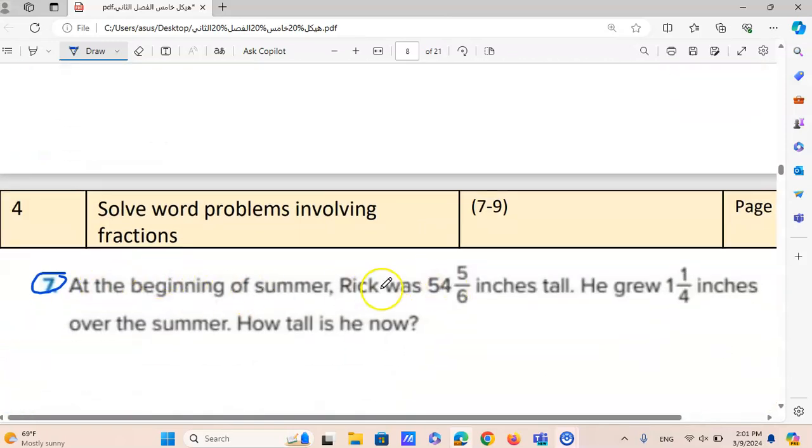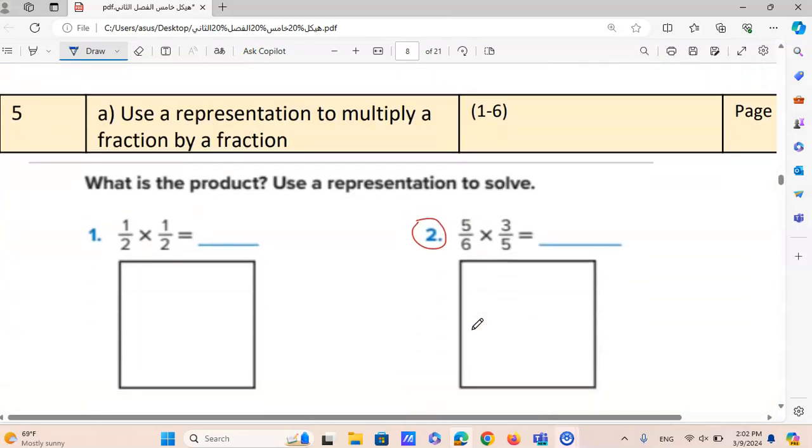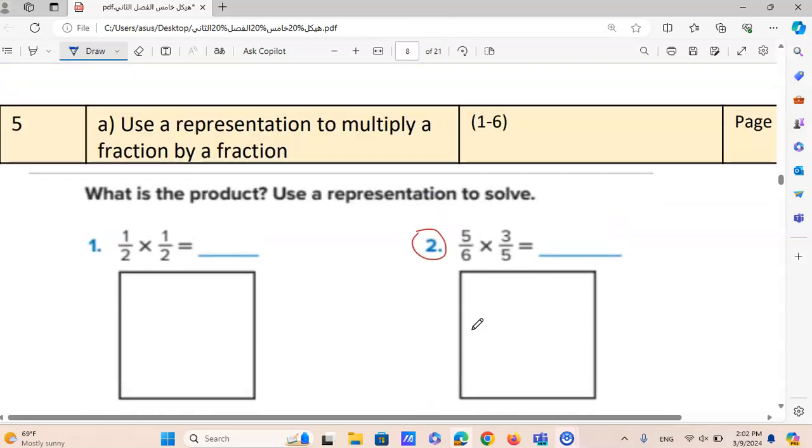No big difference. This question is how to solve problems involving fraction addition, in the same way. Here we use representation to multiply. Okay, an easier way to multiply: you multiply numerators and then denominators. When you cut into 4, you can color 1, but let us do it in the proper way here.